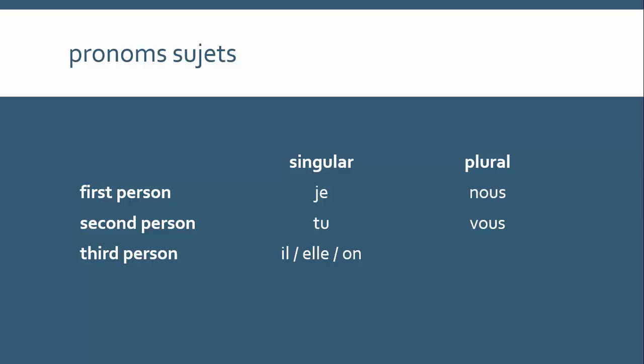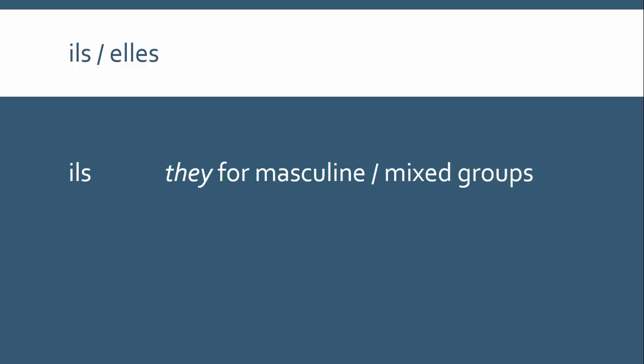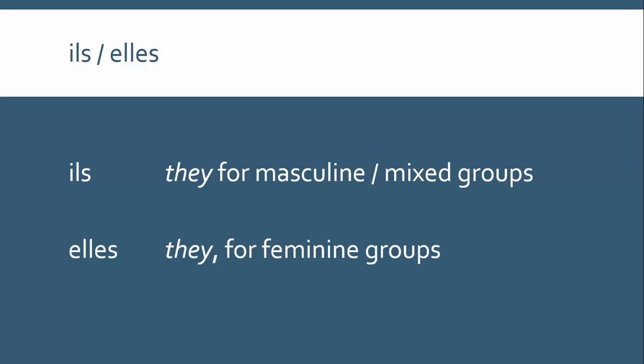And finally, the third person plural forms are ils and elles, where ils is they for masculine or mixed groups. So even if you have 10,000 women and one man, you will use ils because that is technically a mixed group. We only use elles to mean they when the group is made up entirely of women or feminine things.